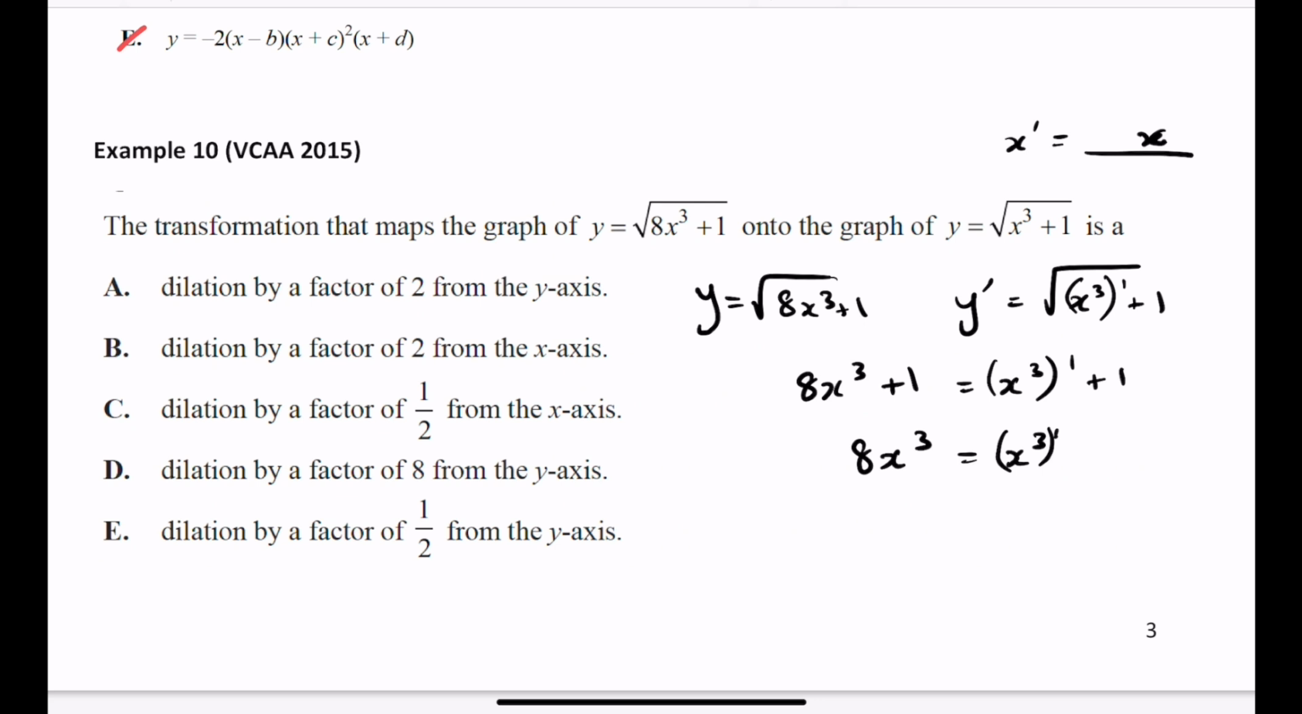And then the next thing that I might want to do is take the cubed root of both sides. So then that will end up being 2x is equal to x dash. And that's exactly where I want to get to. So what this is saying is that the image is equal to 2 times the old x. So what that tells me is that there was a dilation of factor of 2 from the y-axis, because from the y-axis is what affects the x values. So that would be A.